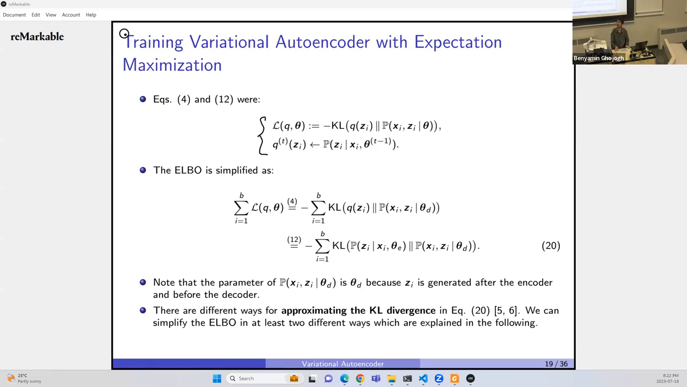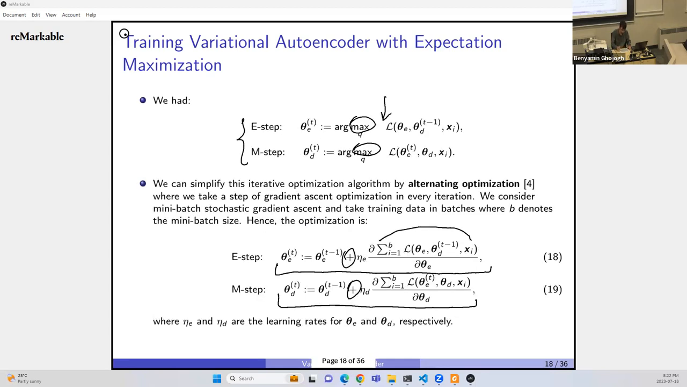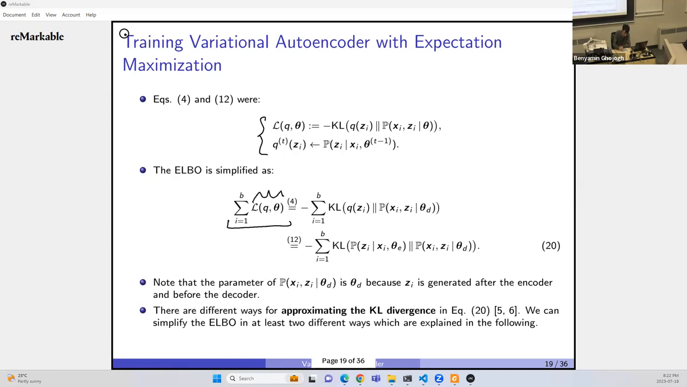Let's simplify the ELBO. Why am I simplifying this? Because I have them here in equations 13, 18 and 19: the summation of ELBO over the mini batch. I can replace ELBO with its definition, minus KL, according to equation 4. This was equation 4, right? Then I know that Q of Zi in the ES step, I was assigning P of Zi given Xi to Q of Zi. Therefore, I can replace Q of Zi with P of Zi given Xi, right?